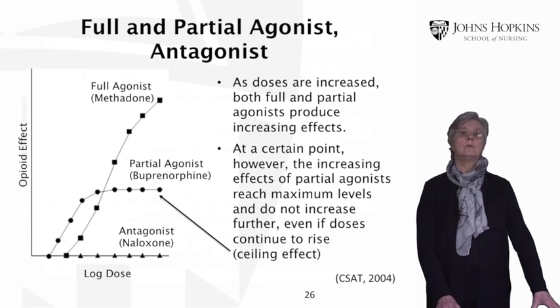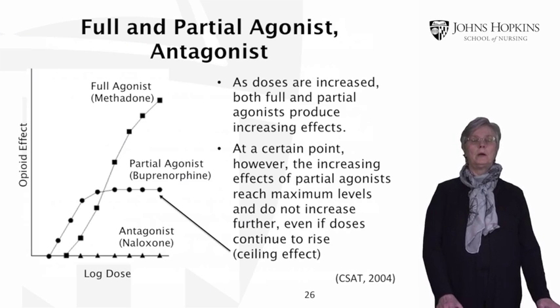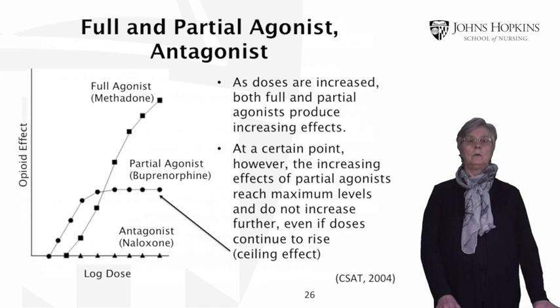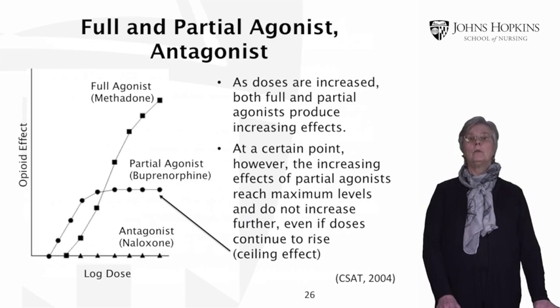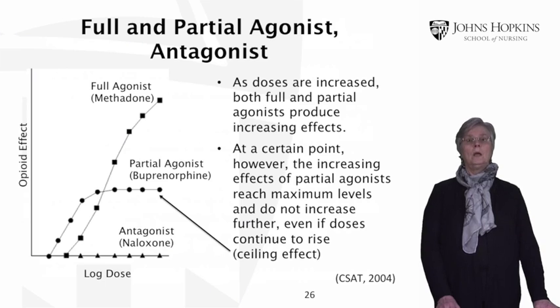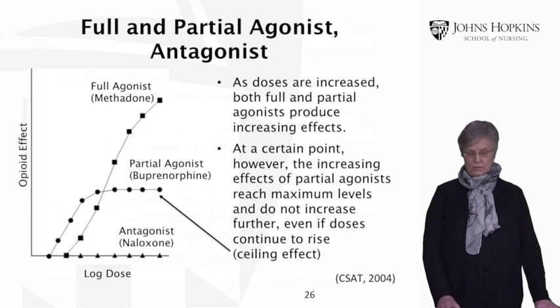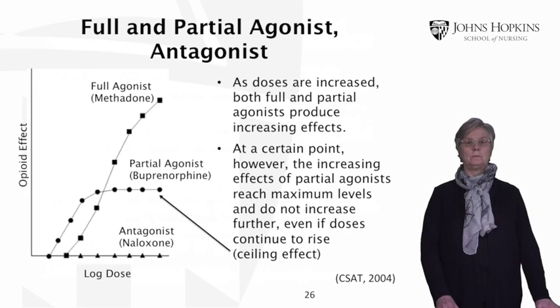This graphic shows the log dose plotted against each of the opioid effects. As you can see from the curves, as the doses are increased, both the full and the partial agonists produce increasing effects. At a certain point, the effects of the partial agonists reach maximum levels and do not increase further, even if doses continue to rise. So the arrow points to that ceiling effect that was described earlier with buprenorphine.